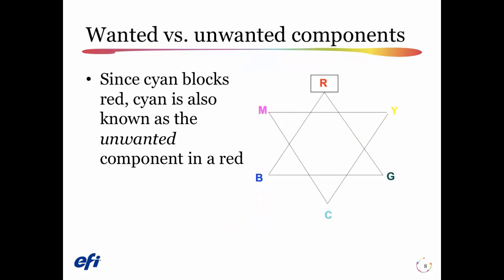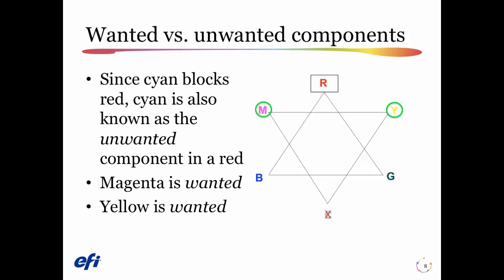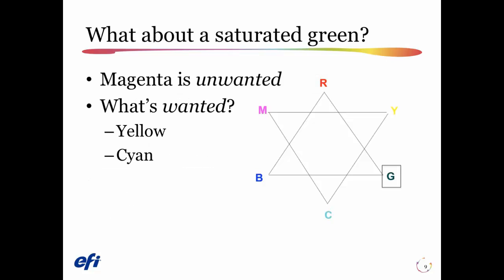So here's the color wheel view of this. If we talk about red, the wanted components are next to it. The unwanted is that cyan down at the bottom. You see that the wanted components sort of surround the red there. They are what makes up the red. If we look at a green, the magenta is unwanted. What are the wanted colors? They're the yellow and the cyan that surround the green. Is this starting to make sense?